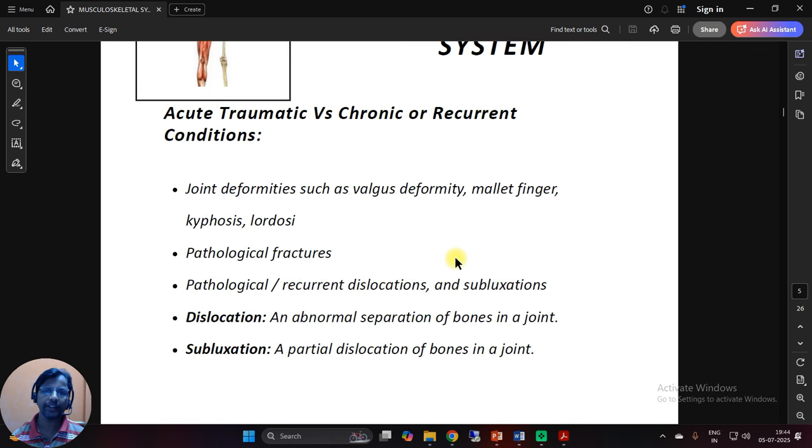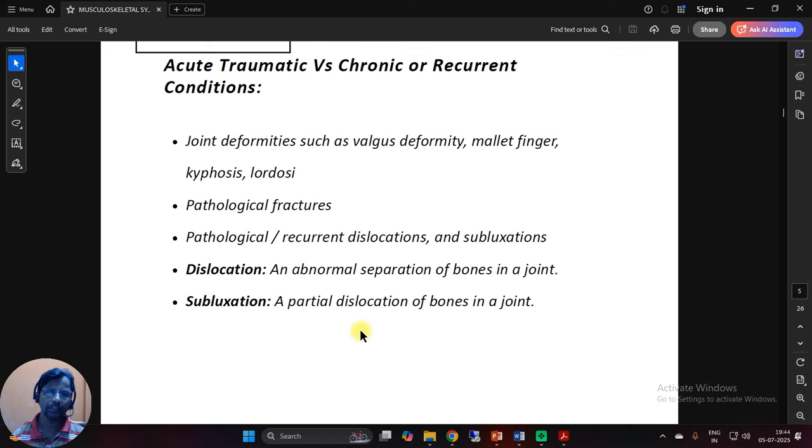Okay. Next, acute traumatic versus chronic or recurrent conditions. So these are basically the examples. Joint deformities such as valgus deformity, mallet finger, kyphosis, lordosis. So next, pathological fracture, which is due to softening of the bone. Most of the time due to osteoporosis, osteopenia or bone cancer.